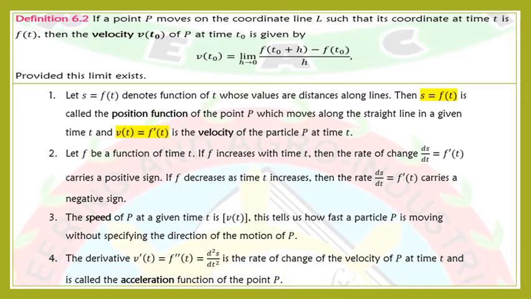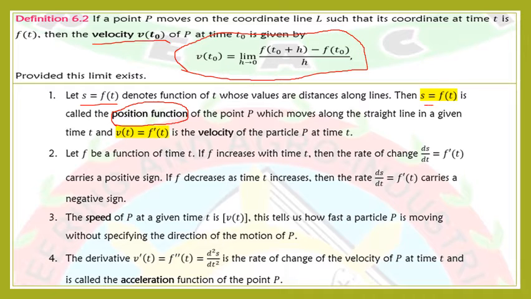If a point P moves on the coordinate line L such that its coordinate at time t is f of t, then the velocity v of t sub o of P at time t sub o is given by this. Okay, so ito yung definition ng derivative, diba? Provided that this limit exists. Okay, let s equals f of t denote a function of t whose values are distances along lines. Then s equals f of t is called the position function. So, ito na yung summary nung na-discuss sa previous slide.